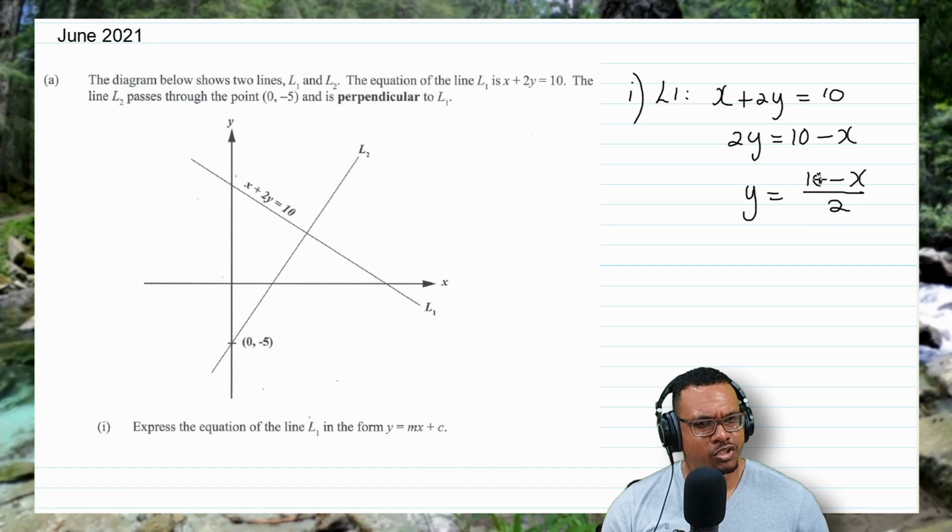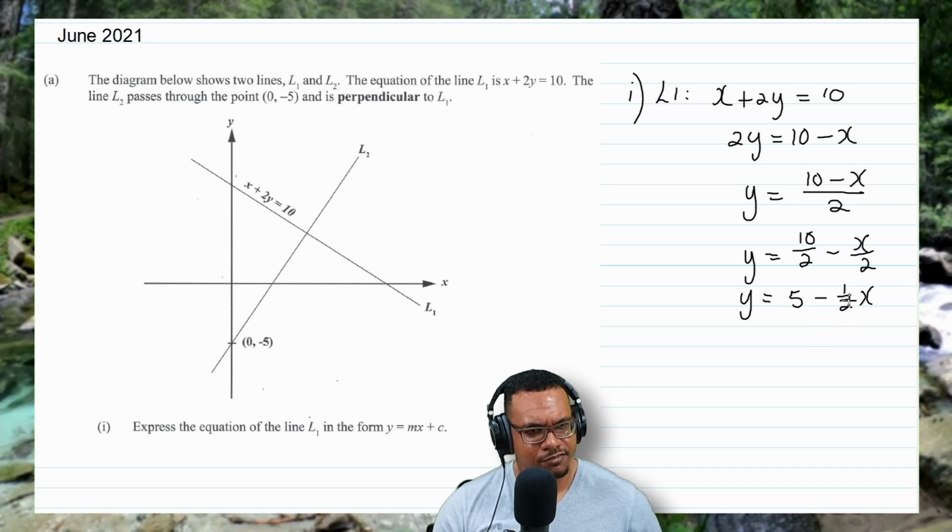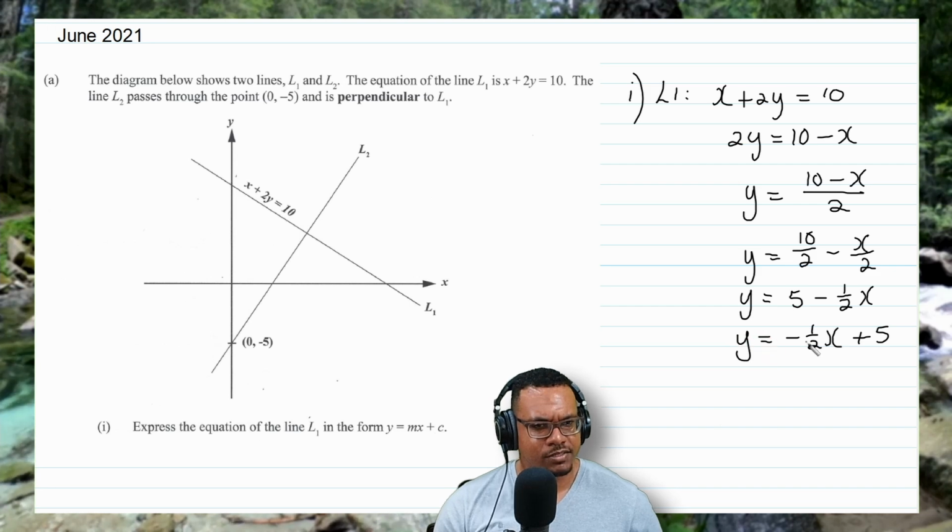We can write these two terms in the numerator over the common denominator. So we have y is equal to 10 over 2, take away x over 2. So we'll have y is equal to 10 divided by 2 is 5. And this x over 2, we can write that as a half x, so negative a half x. Now what we could do is write the negative a half x first and then the positive 5 after. So y is equal to negative a half x plus 5. So now we have it in the form y is equal to mx plus c, where m is negative a half and c is 5.